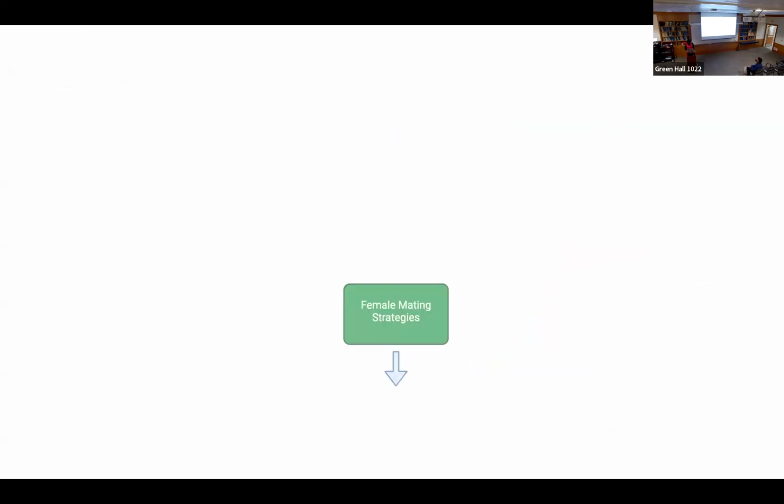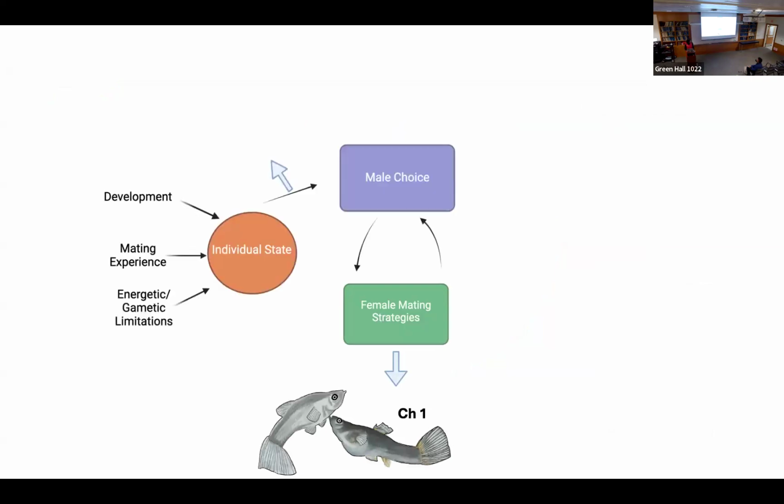Okay, so this brings me to my summary slide. I'm interested in looking at female mating strategies, Chapter 1. Then I'm interested in male choice and how the individual state, which is affected by development, mating experience, and energetic and gametic limitations, is affecting this male choice.